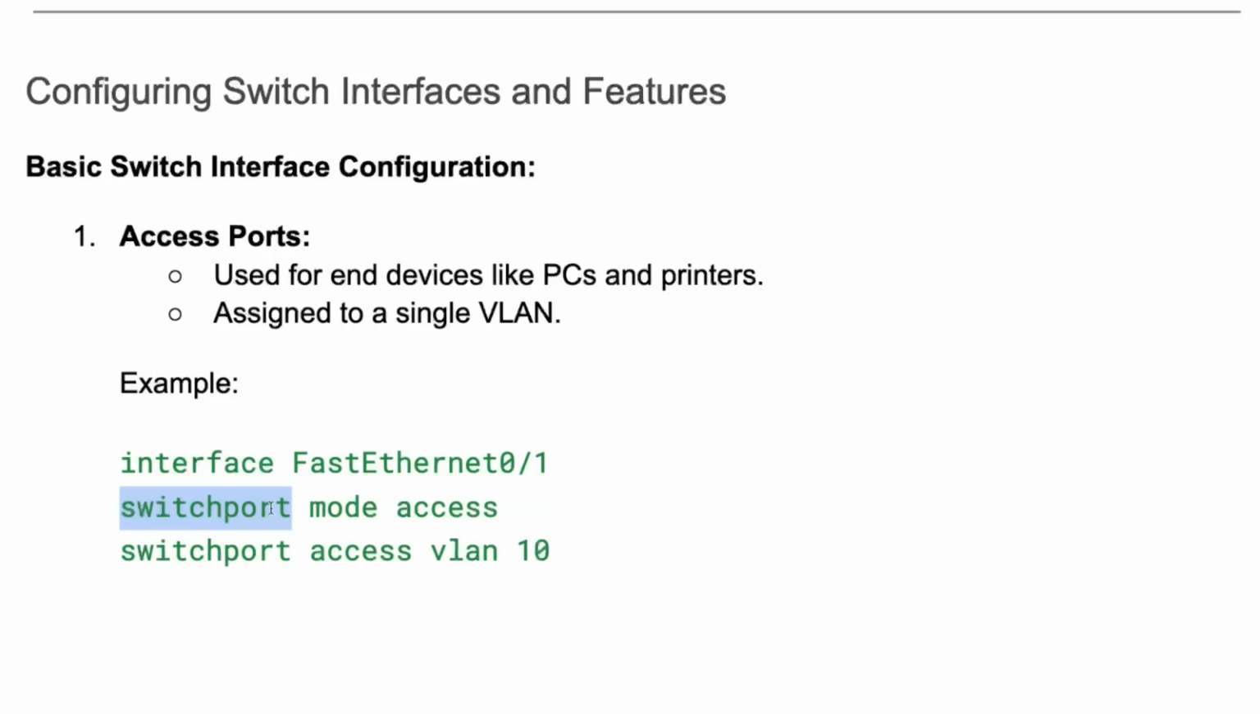And then you use switchport mode access. So you're switching the port to access mode, and access ports are used for end devices like PCs and printers, and they're assigned to a single VLAN. So the mode is now being turned into access, and then the access is going to be assigned to a specific VLAN. So we use the interface command to choose the interface we want, then switchport mode access, and then switchport access VLAN 10.